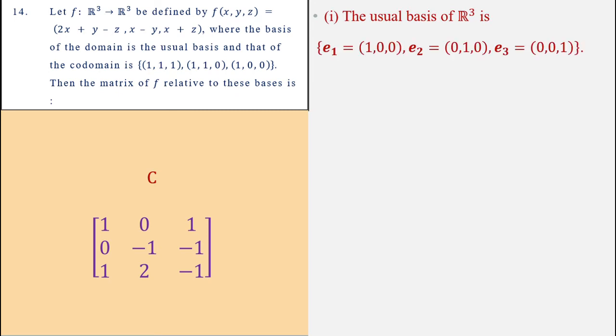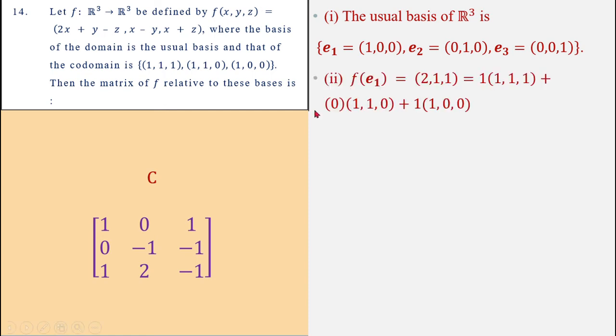So first of all we have to find f of e1 vector, that means f of (1, 0, 0), by substituting x is equal to 1, y is equal to z is equal to 0. We get f of e1 vector is equal to (2, 1, 1). Now we have to express this image (2, 1, 1) as a linear combination of the basis vectors of the codomain. We are given the basis vectors for the codomain as (1, 1, 1), (1, 1, 0), (1, 0, 0). This (2, 1, 1) can be expressed as 1 times (1, 1, 1) plus 1 times (1, 0, 0) plus 0 times (1, 1, 0).